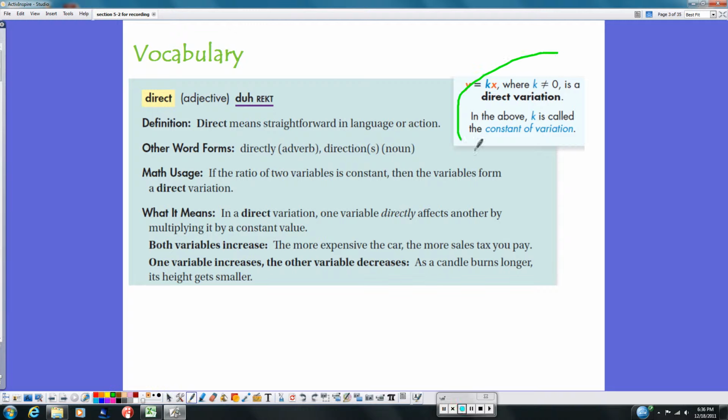Now, the formula that we're going to be looking at is this one right up here. This is our formula for direct variation: y equals kx, where k is any number except 0. That would be a direct variation. And in that, k is called the constant of variation.